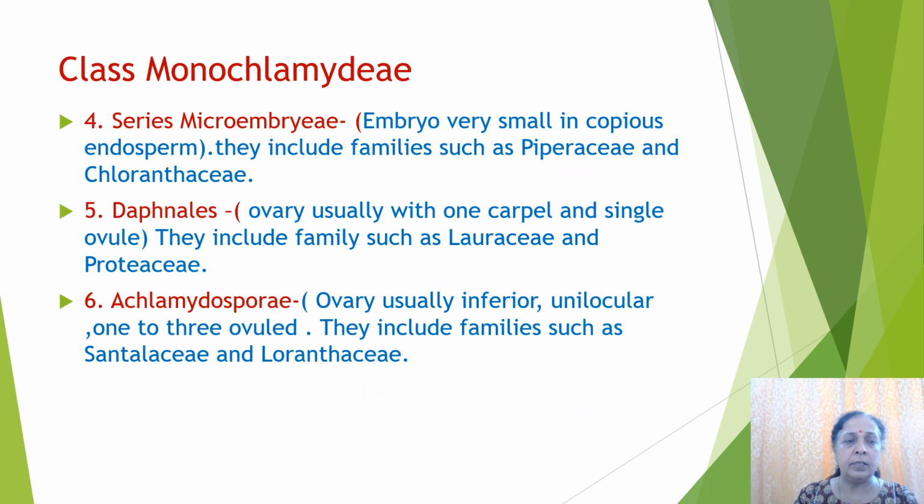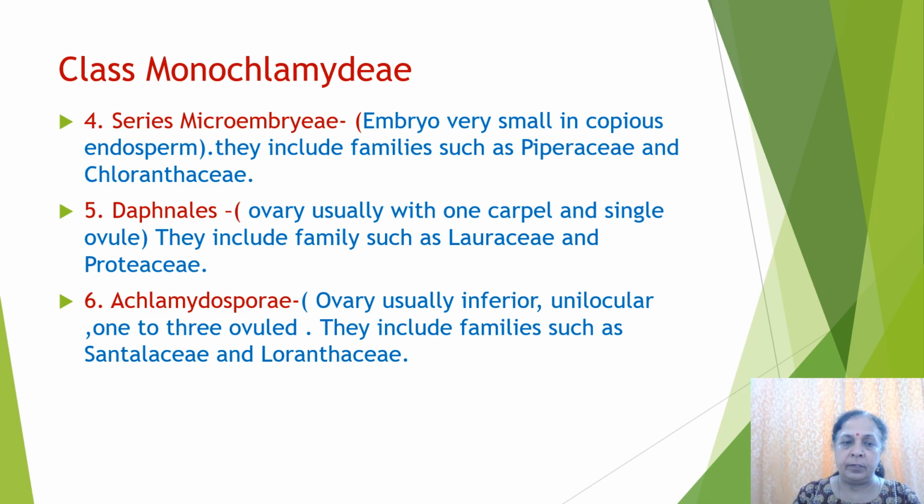And the fourth series of Monochlamydeae is Micrembryeae. Micrembryeae means where the embryo is very small. Embryo very small in copious endosperm. They include families such as Piperaceae and Chloranthaceae.